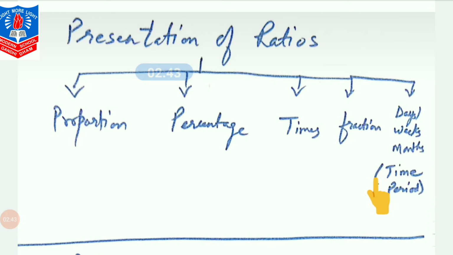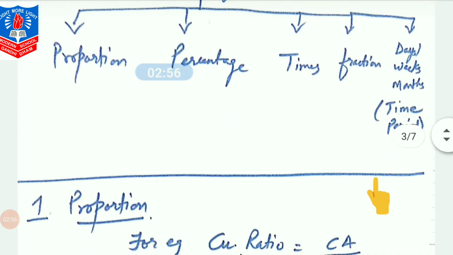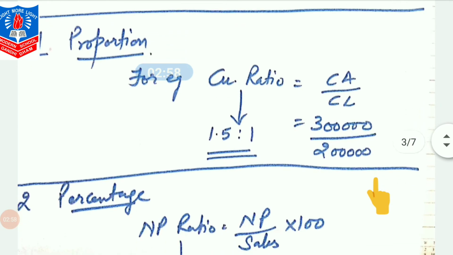This is how ratios are presented. It means the answer that comes from a ratio can be of any type, either in proportion or in percentage or in times or in fraction. It depends upon the information given in the question. Let us take one example of it, like proportion.